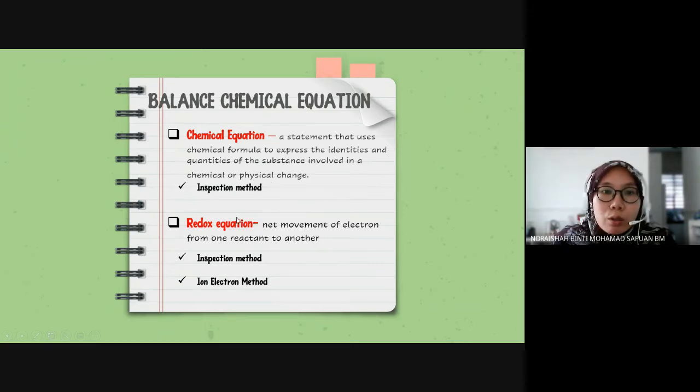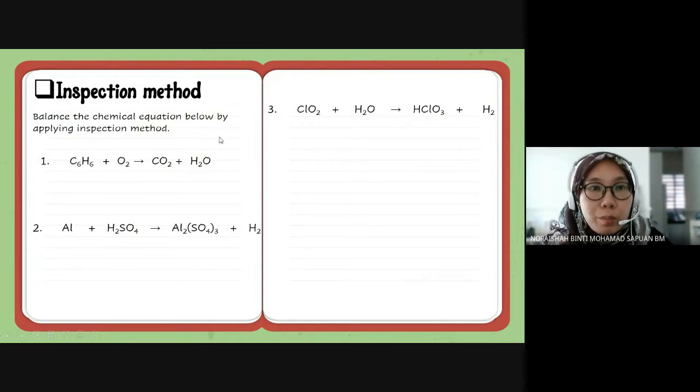So untuk lagi satu jenis equation adalah redox equation. Okay, melibatkan oxidation and reduction. So yang ini akan melibatkan net movement of electron from one reactant to another. Okay. So kat sini kita ada dua method yang digunakan untuk balance the redox equation, iaitu inspection method dan juga ion electron method. So kita akan sentuh semua dalam exercise. Let's look at the inspection method, how to balance the chemical equation by applying inspection method.